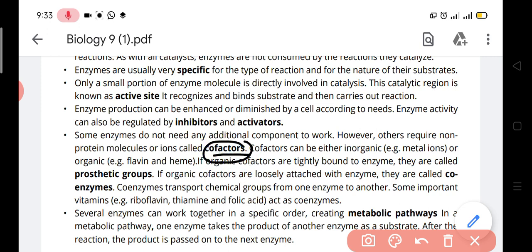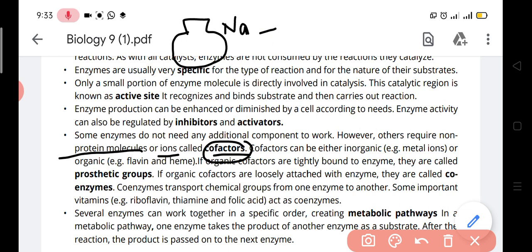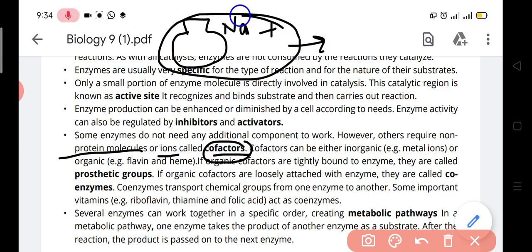Let's suppose, student, that there is an enzyme, and this enzyme needs some additional protein molecule or any kind of ion for its proper functioning. For its proper functioning, it needs a specific ion. So this will actually help the enzyme to work better. Okay? And this ion will be known as the cofactor. Is it clear to you?